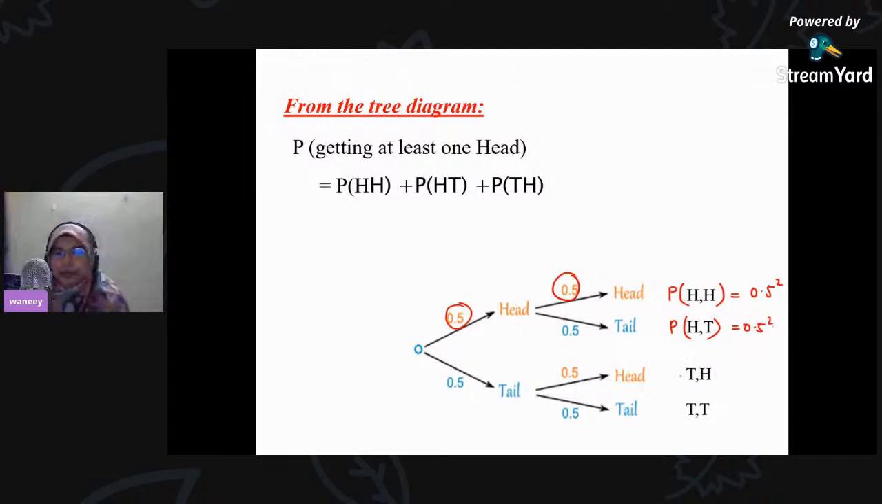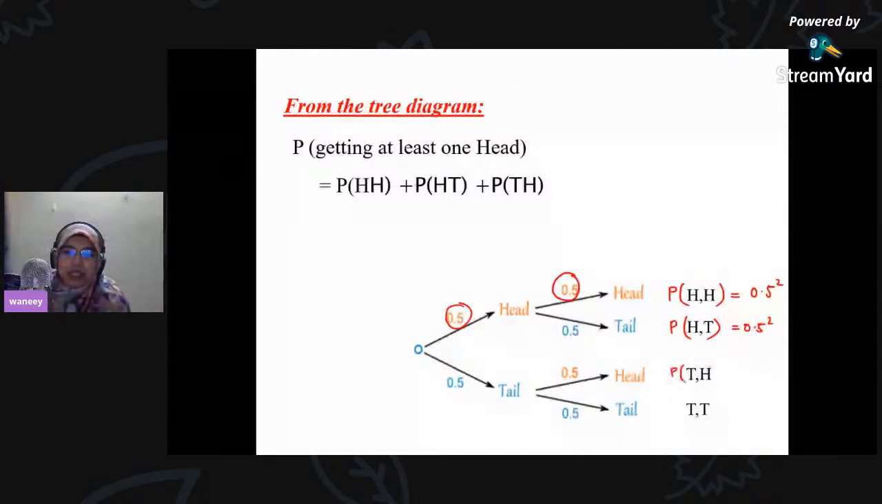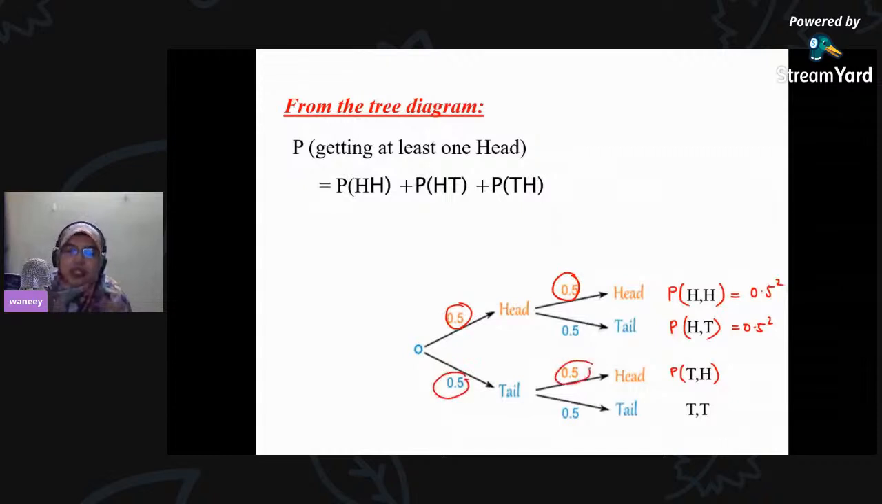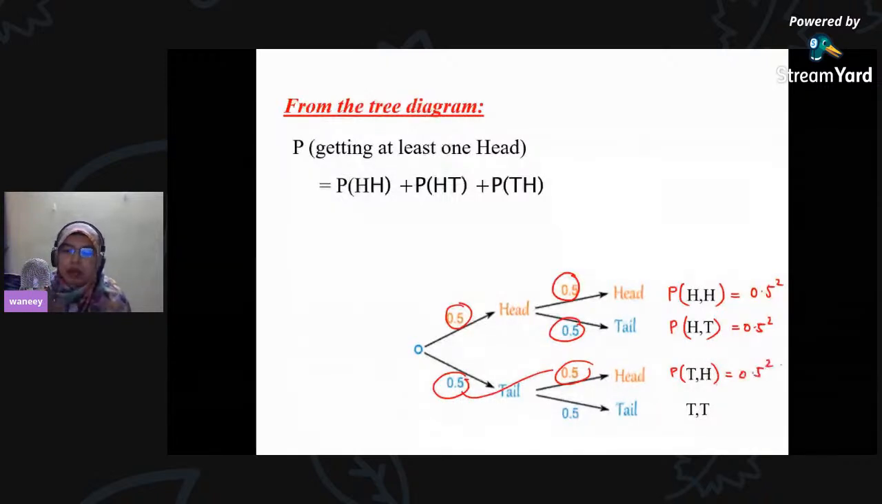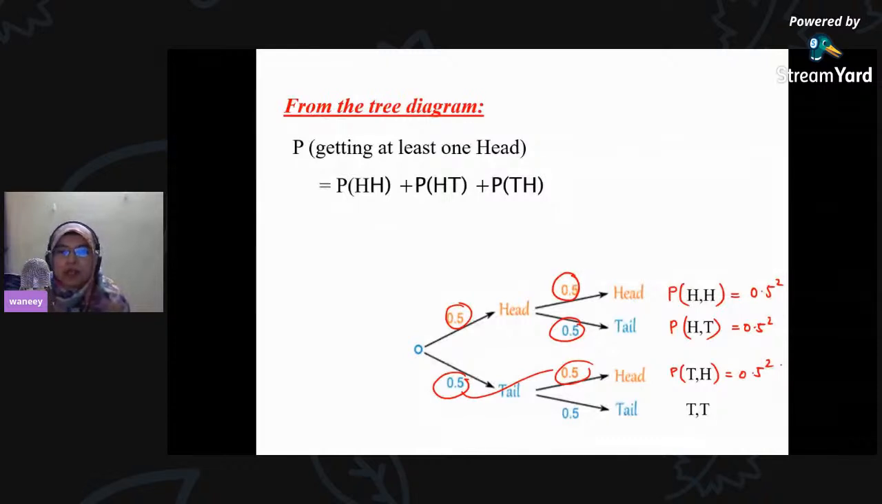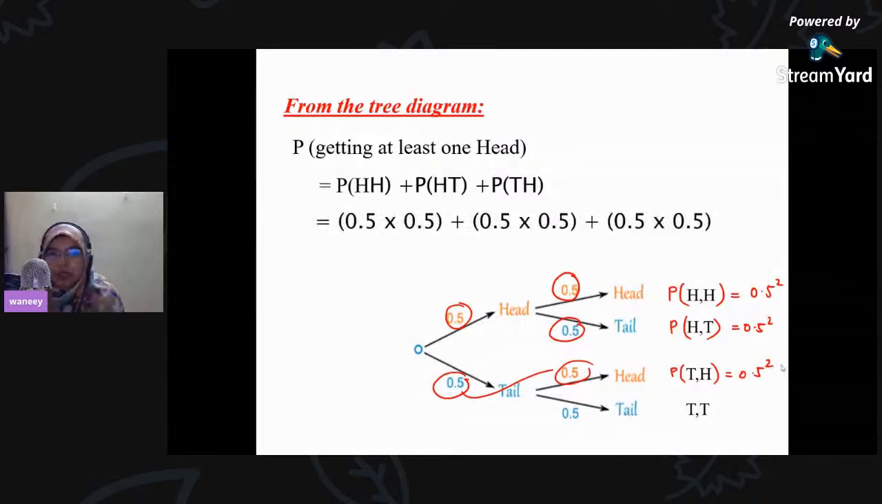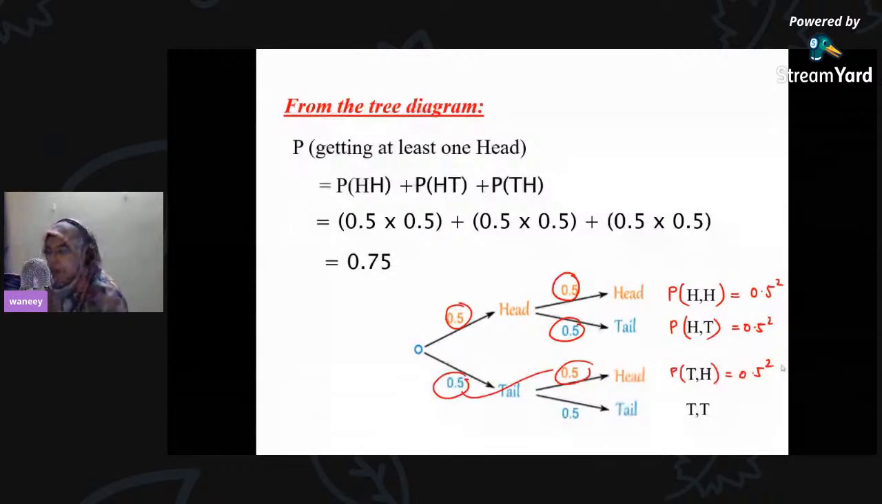And then another one, probability of tail, head. So probability of getting a tail first and then a head. So multiply along the branch. So 0.5 times 0.5, so this is 0.5 square. Okay, so multiply along the branch and make sure you add all the possible probabilities together. So the answer for this one is simply 0.75.